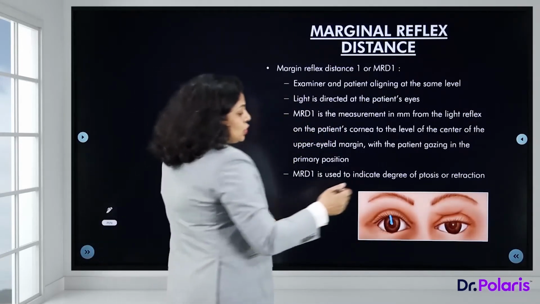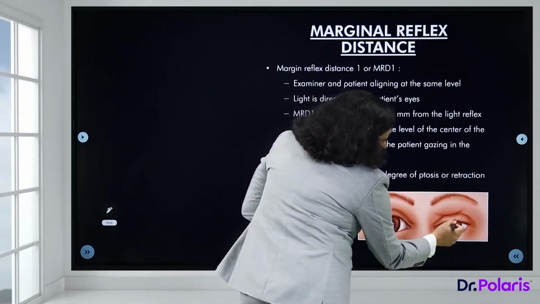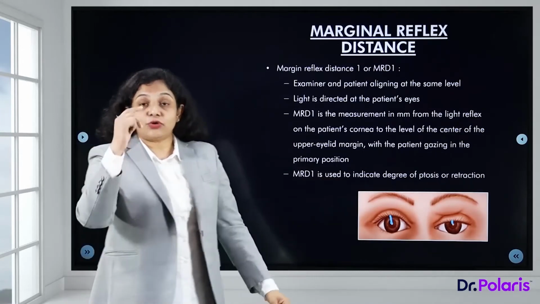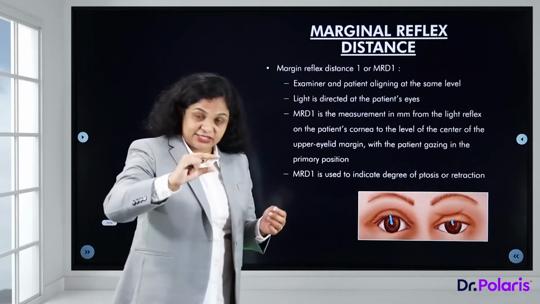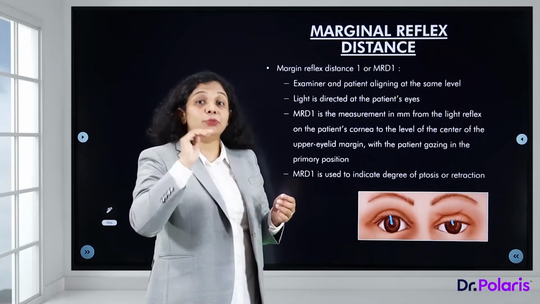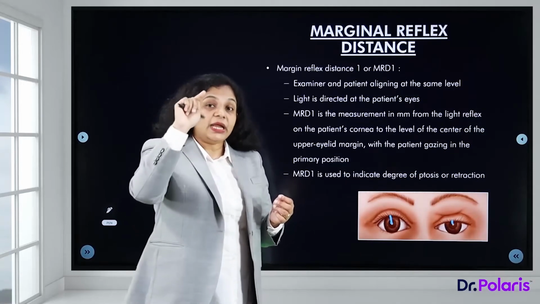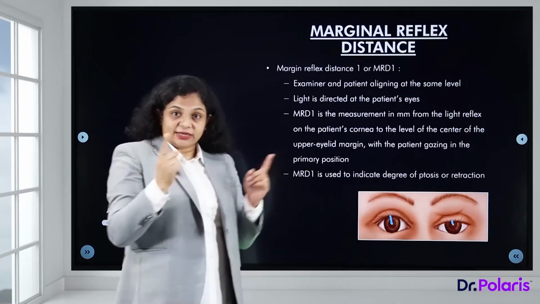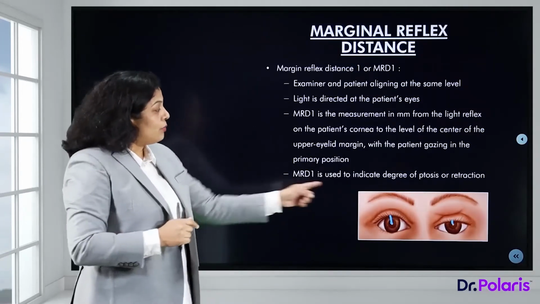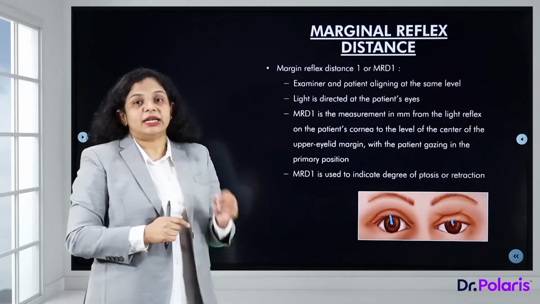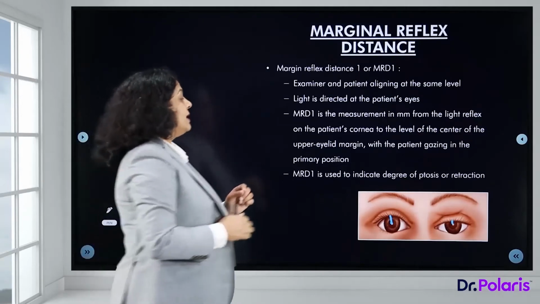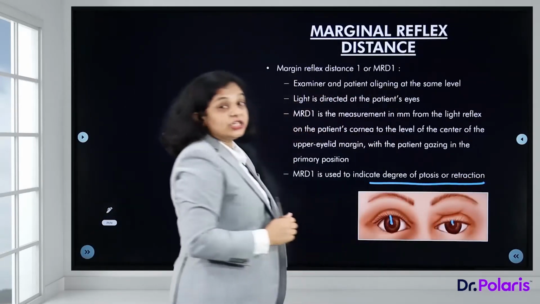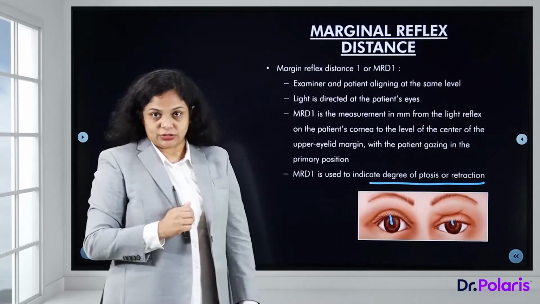Okay, so similarly here in the ptotic eye. We are trying to measure the distance from the dot, that is your reflex of the light in the patient's eye in the pupillary area, till the midpoint of your upper eyelid. Okay, once we get the distance, we know how much is the MRD1. Okay, this is basically to indicate the degree of ptosis or retraction. Clear?